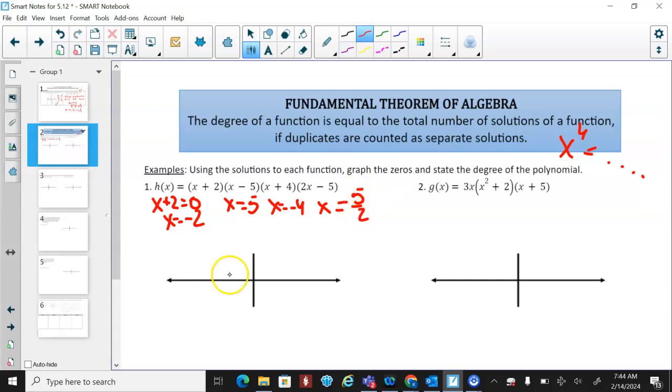All right, so let's just say 1, 2, 3, 4, 5. That's our graph. This is our x-axis. So as I am talking about solutions, I've got -2, which is here. I've got 5, which is here. I've got -4, which is here. And I have 5/2, which is really 2 1/2, okay? So it would be somewhere here.